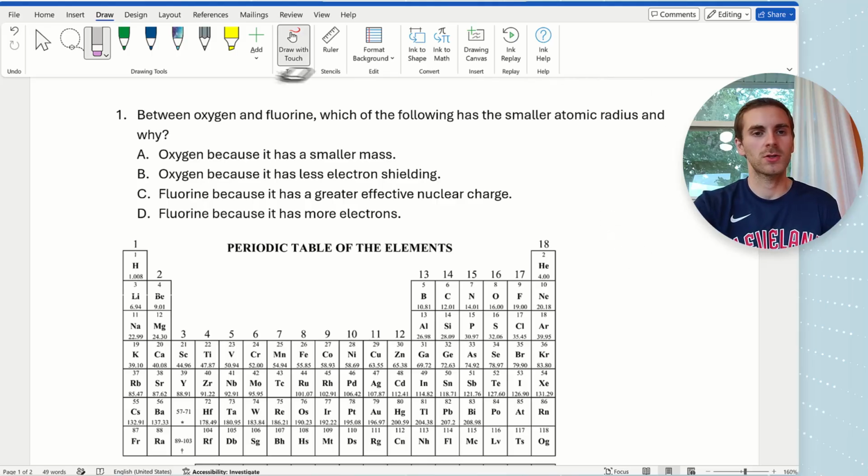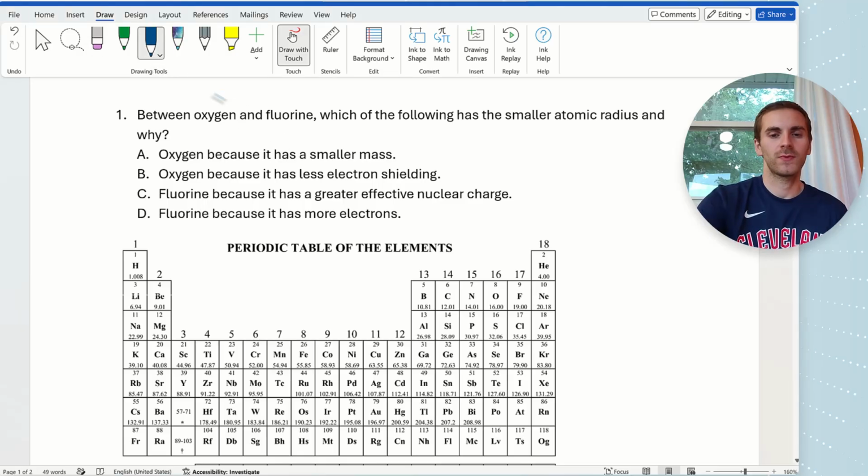So between oxygen and fluorine, which of the following has the smaller atomic radius and why? So first of all, oxygen and fluorine are right here on the periodic table. They're right next to each other. Let me redo that so we're not covering up any of these numbers.